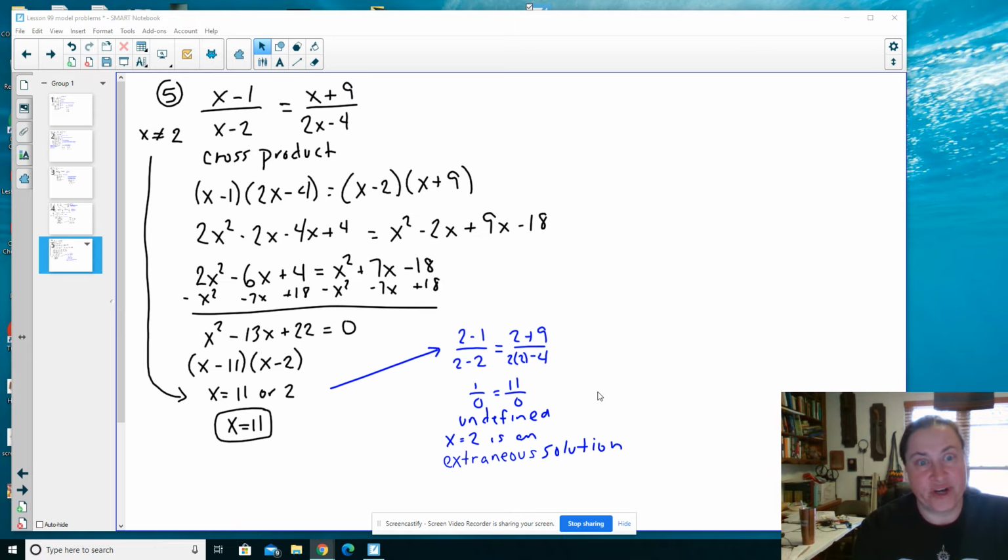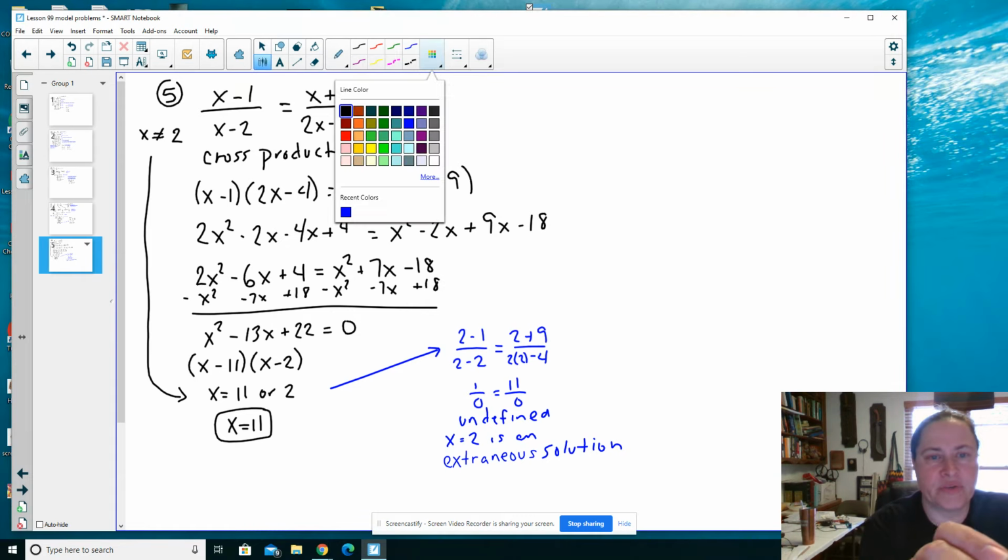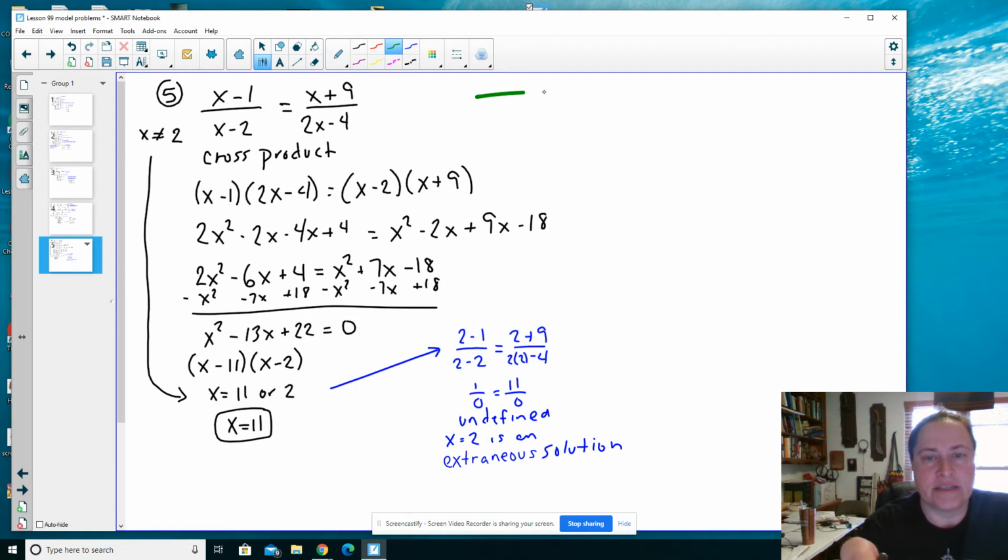So I'm trying Screencastify today. I just want to talk about number 5 in the models from lesson 99. So we are starting off here. Let's use green and see if that's okay. So here's my original problem.